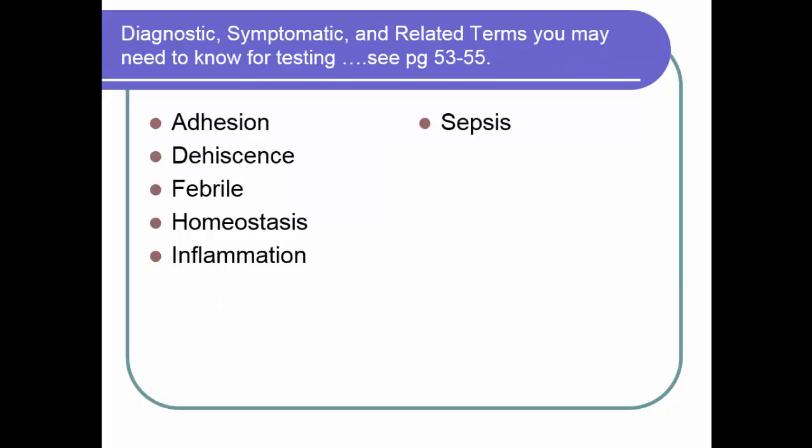Now, in each chapter, there are lists of terms that are in the diagnostic, symptomatic, and related terms. You will need to know the ones that I have specified in the PowerPoint presentations. Any of the other terms you're not required to know unless you can take the word and break it down into word parts to determine its meaning. So for this chapter, you need to know adhesion, dehiscence, febrile, homeostasis, inflammation, and sepsis. You can find those terms between pages 53 and 55.